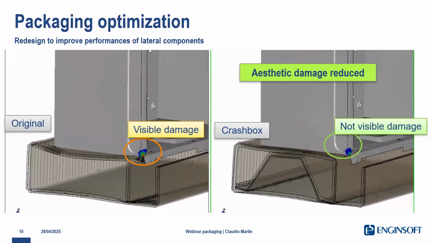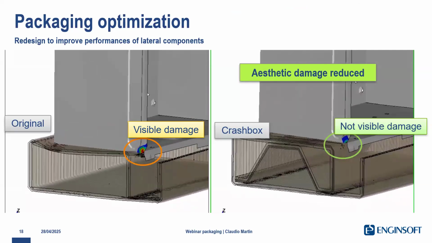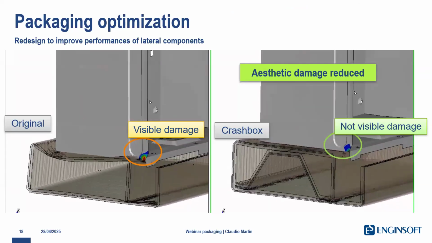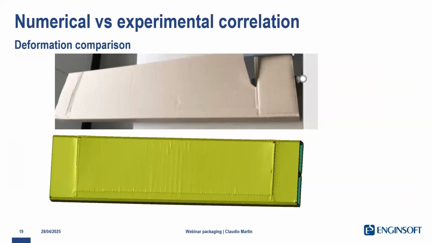In this image, you can see the difference in plastic strain on the product. The last image shows a comparison between the real and virtual photo of the residual deformation of one of the internal protection elements. As you can see, there is a very good correlation.